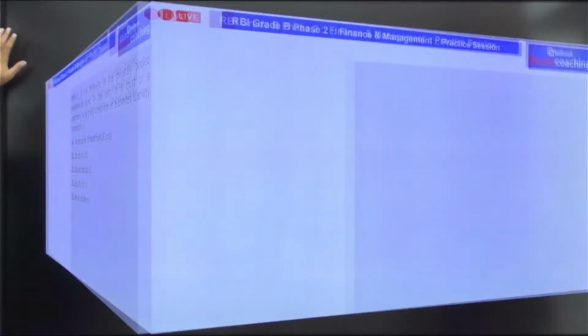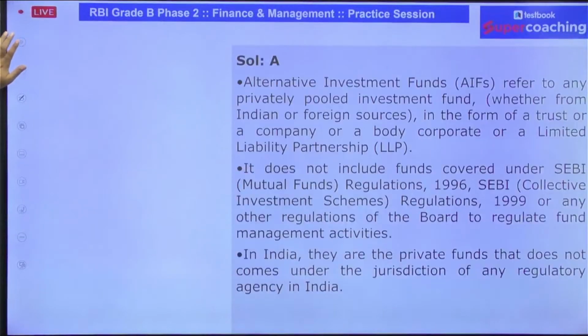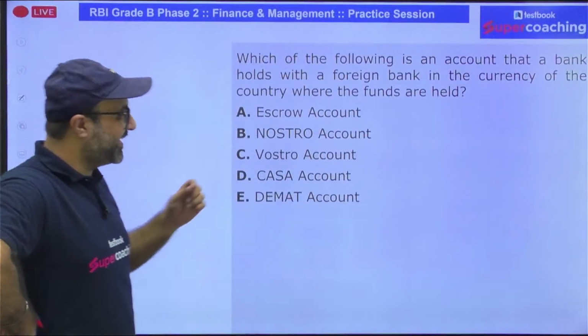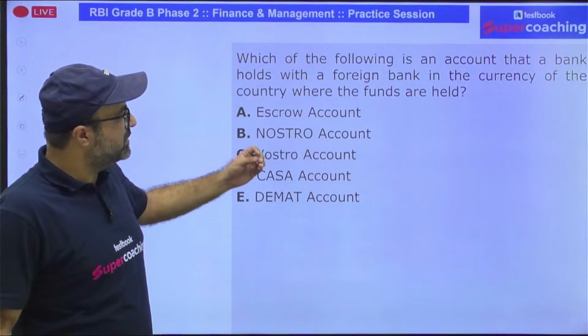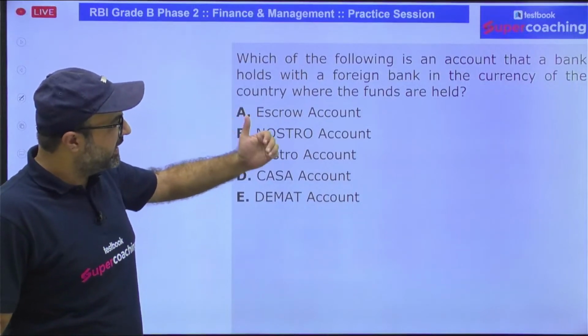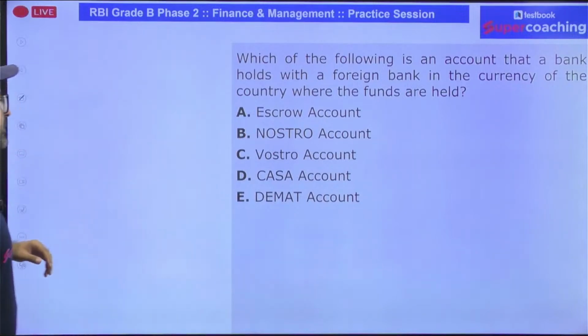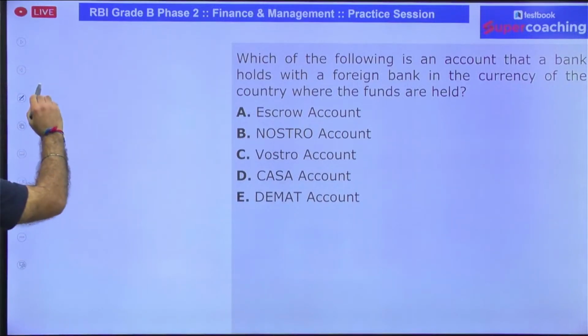Moving on to the next question. What does the next question say? The next question says, which of the following is an account that a bank holds with a foreign bank in the currency of the country where the funds are held? So we know this very well. Let's try to understand this point.